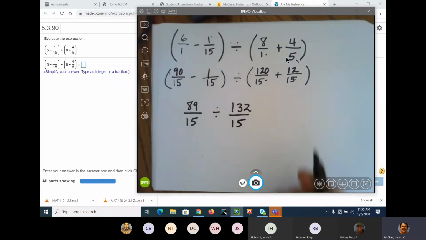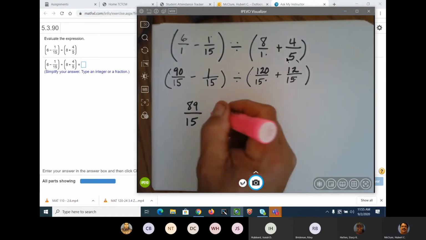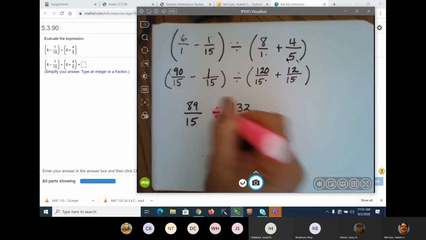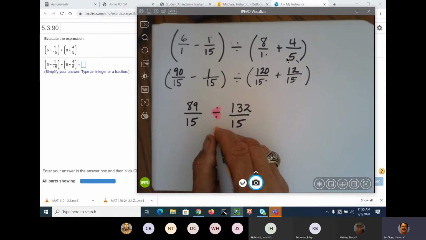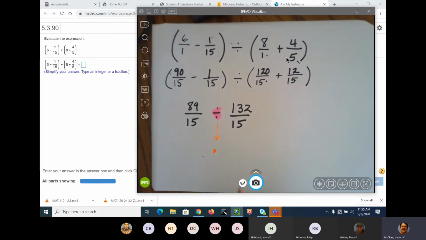Now here's a trick I learned in the war. When you're dividing by a fraction, you multiply by the what? By the reciprocal, Hubert. Thank you, class. So I'm going to change this symbol to a multiplication symbol, and I'm going to flip this one.